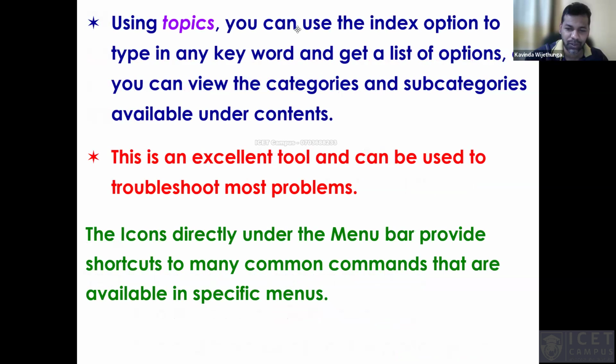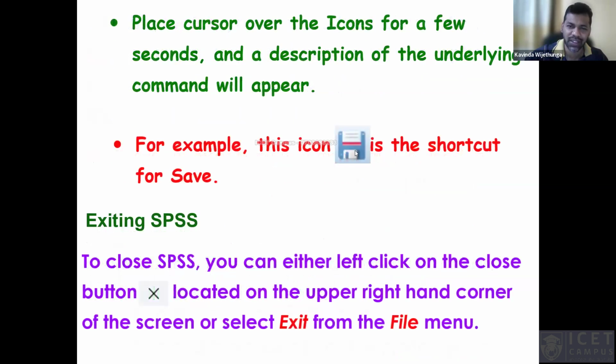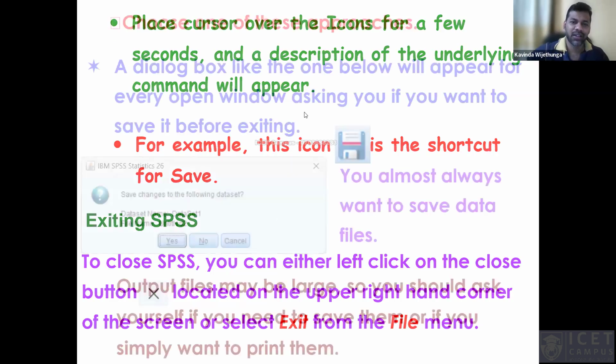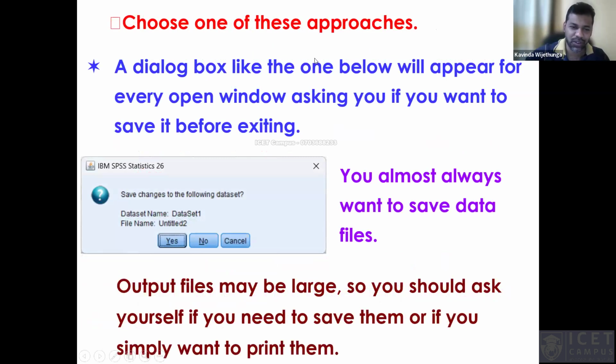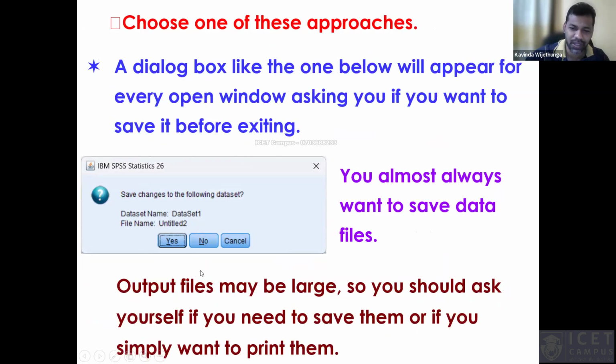The icons directly under the menu bar provide shortcuts to many common commands that are available in specific menus. You can see that one is for saving. When you want to exit, you can close by using this cross. Once you close your windows, as I told you, it asks you to save your data editor first, and also separately to save the output editor as well. Then you can save both files. That is about the interface.